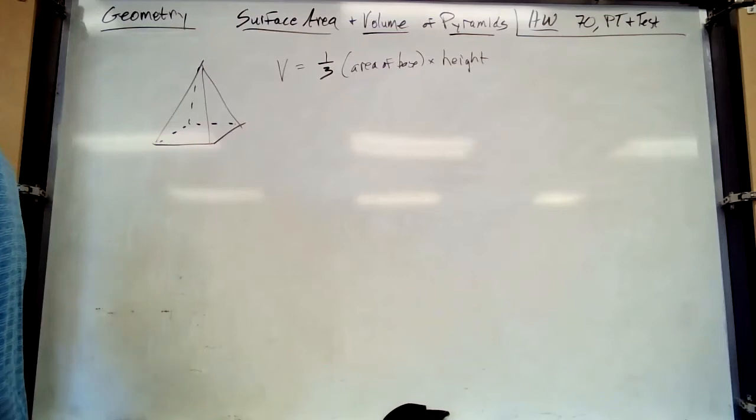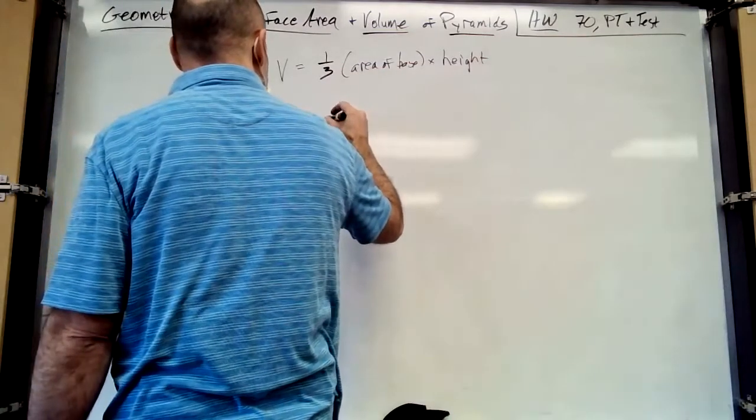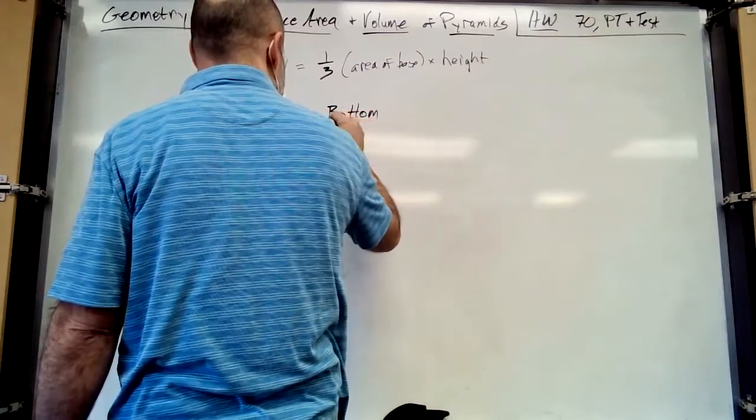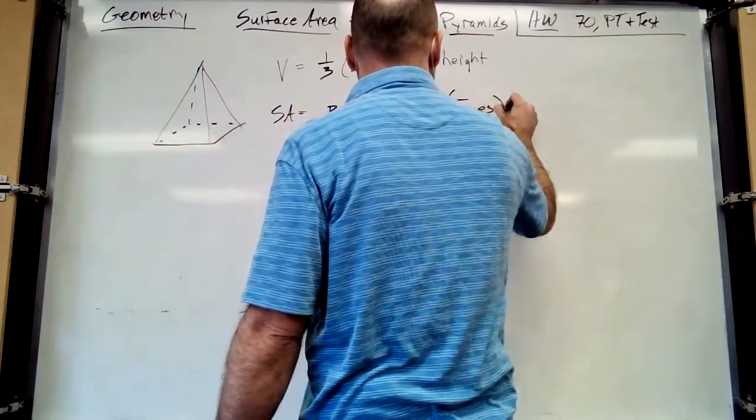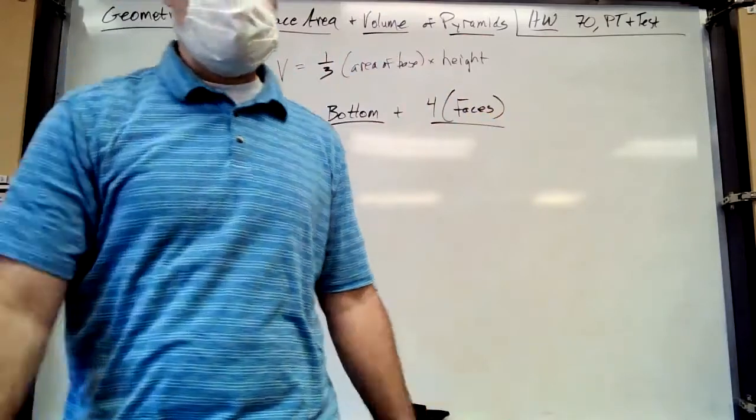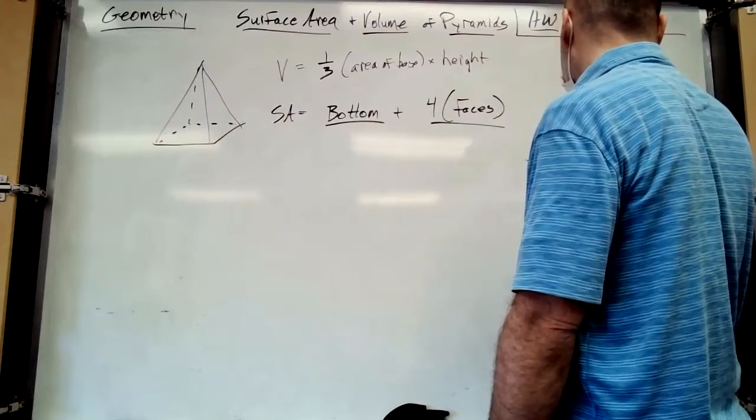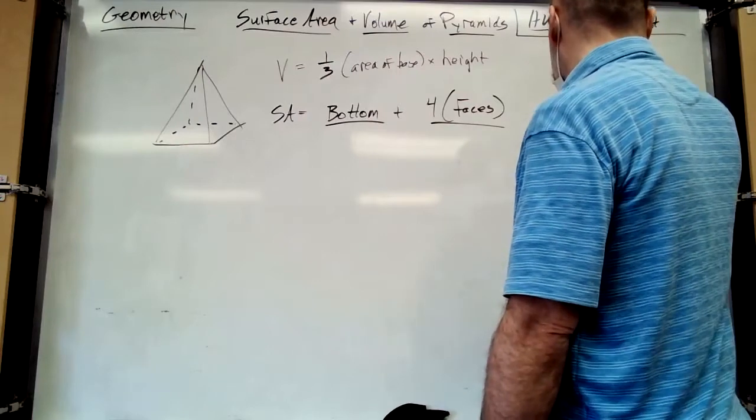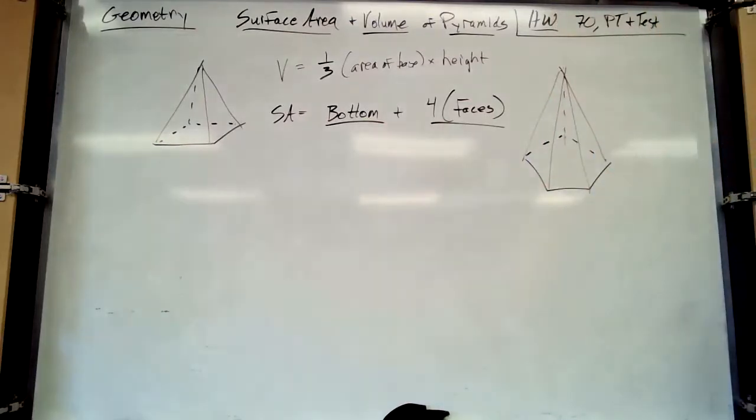Okay. Now, technically surface area is area of the bottom, or the base, plus the 4 faces, right? Okay, so that's going to change depending on what kind of pyramid you have. Well, if I have a pentagonal pyramid, now there's 5 faces. So that little formula doesn't really work.